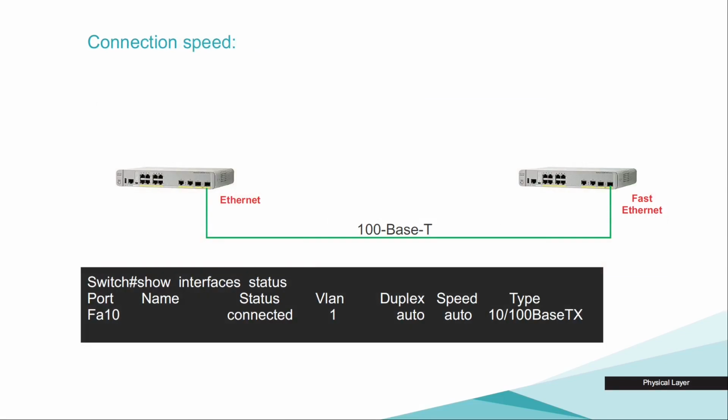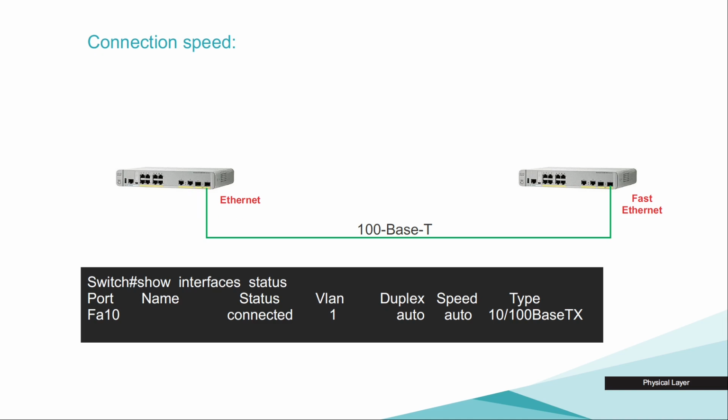Let's ask a question here. Does the speed depend only on the cable? Let's take a look at our example to understand how speed works between two devices. Here I have an Ethernet interface, and here I have a Fast Ethernet interface. Those two switches are connected with a 100BASE-T cable. What is the link speed in that case? The link speed between the two switches will be based on the slowest interface, which is the Ethernet interface.